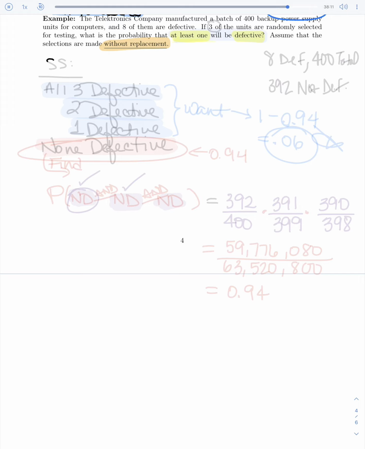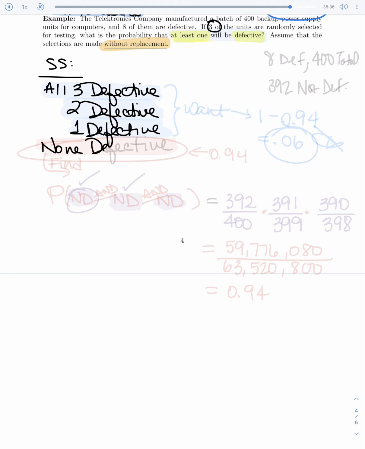So, the sample space, we were selecting 3 units. So it could be that all 3 were defective. It could be that only 2 were defective. It could be that only 1 was defective. Or it could be that none of the 3 were defective. Those are your options for the sample space.